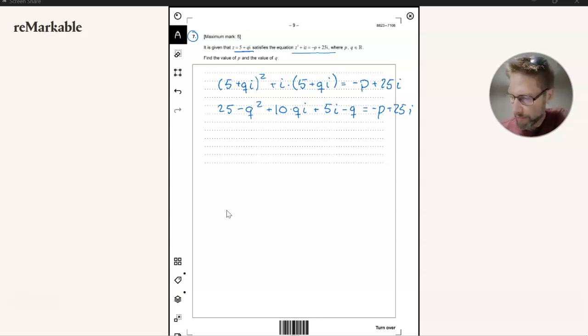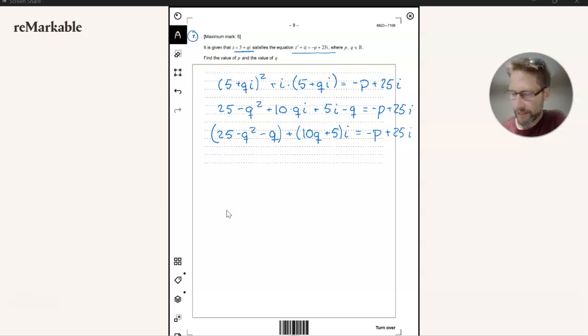But nice things are about to happen, because when are two complex numbers the same? It's when their real parts are the same and their imaginary parts are the same. So if we start tidying up the left-hand side, for instance, if we take the real part for itself, we get 25 minus q squared minus q. That's the stuff that has nothing to do with i. We could put a bracket around it. And then the imaginary stuff is plus 10q plus 5 times i. And that's equal to minus p plus 25i.